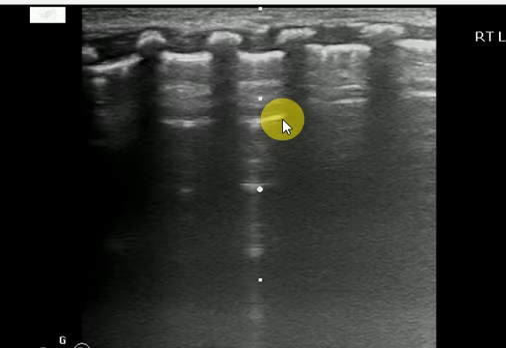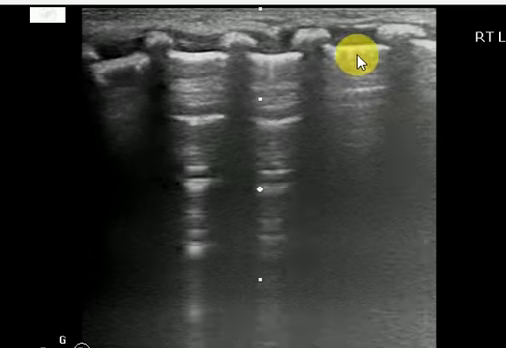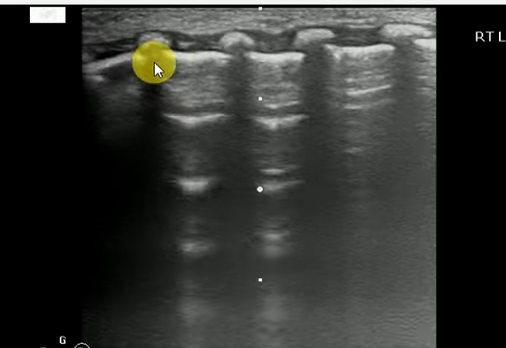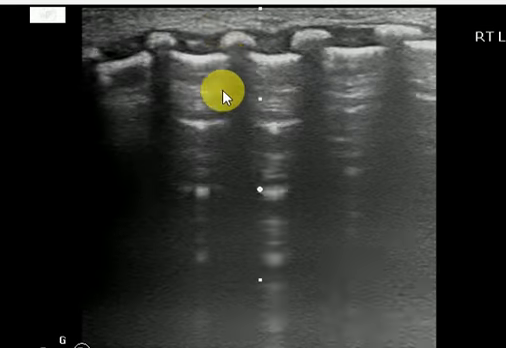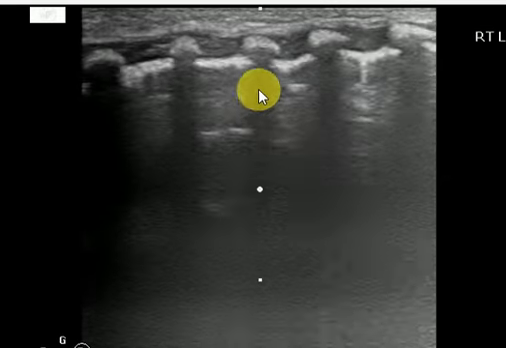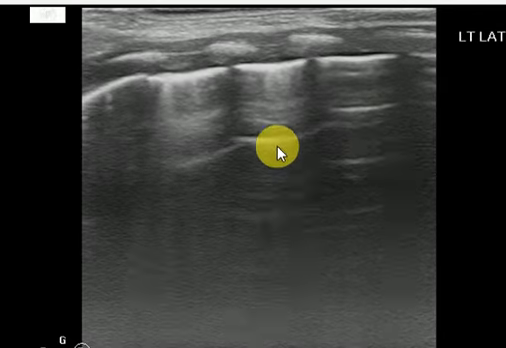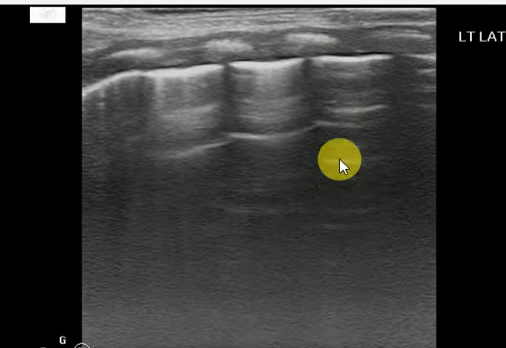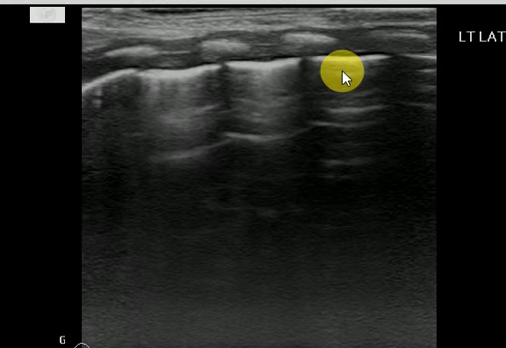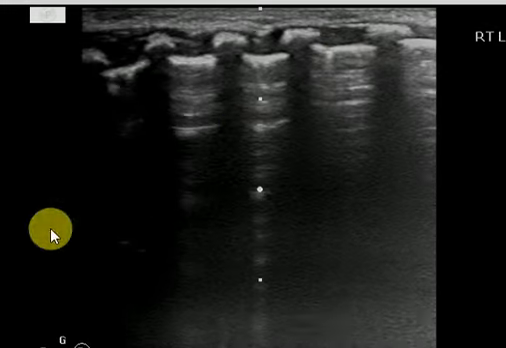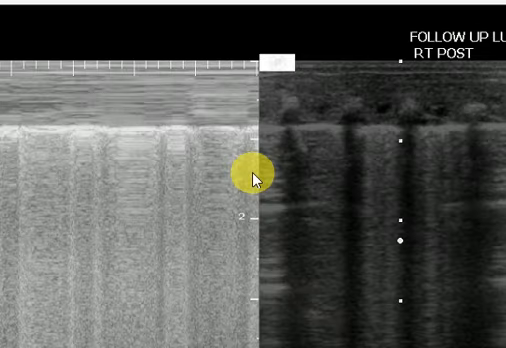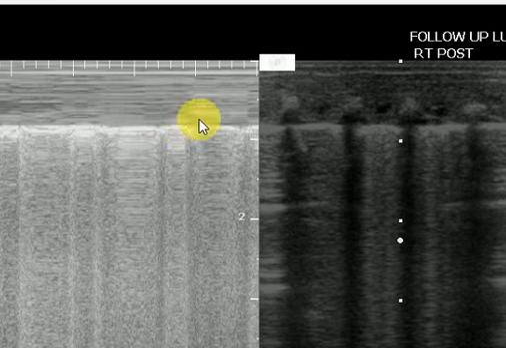Here again, see the movement, see the bat sign. This is the shadow of the rib, this is the A line, and this is lung sliding. Here by M mode, there is the seashore sign: sand, pleural line, and the sand.